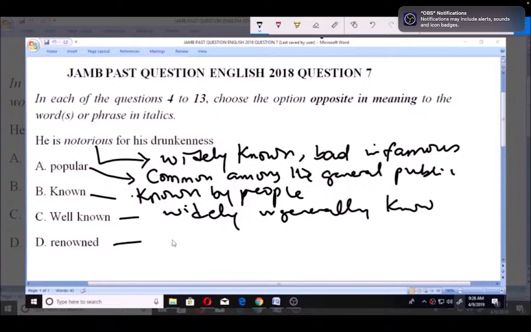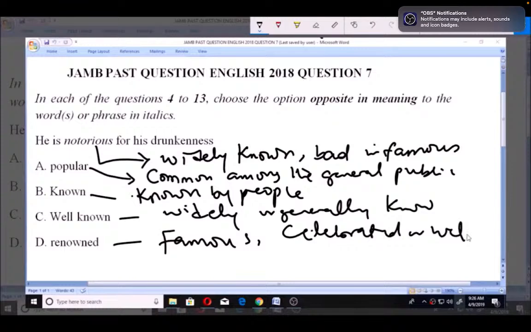Then renowned, something that is famous or somebody that is famous is said to be renowned. Famous or somebody that is celebrated or well known. So all these are similar. So you can see that well known and renowned are very similar to one another. So what is the opposite of notorious? Notorious is when you are known for bad things.